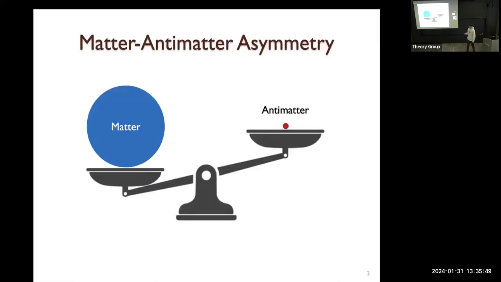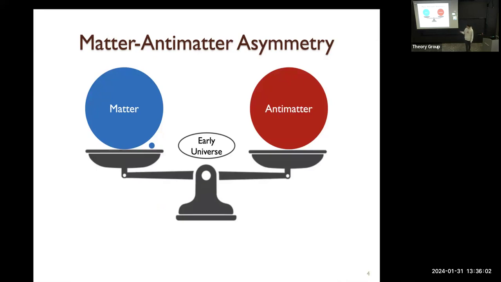Everything we see is made of matter, as we all know, and the antimatter abundance is completely negligible. But this is only for today. In the early universe, the abundance of matter and antimatter were almost the same, but there's a tiny excess in matter. This small asymmetry is often parameterized with the baryon yield, defined as the net baryon number density divided by the entropy density of the universe. They scale with the scale factor exactly the same, so this number is constant over time. The baryon yield is roughly 10 to the minus 10.